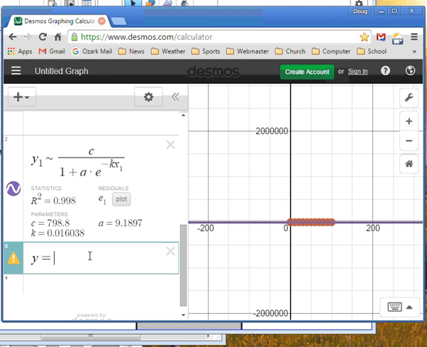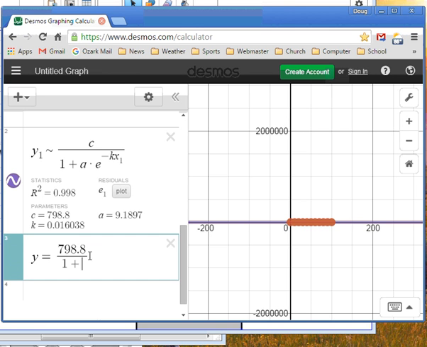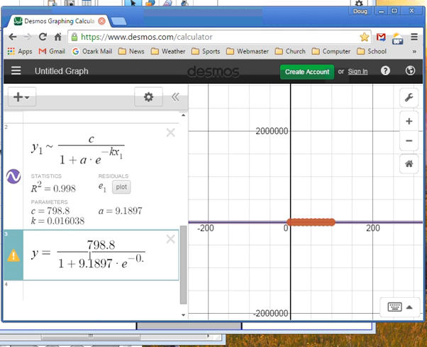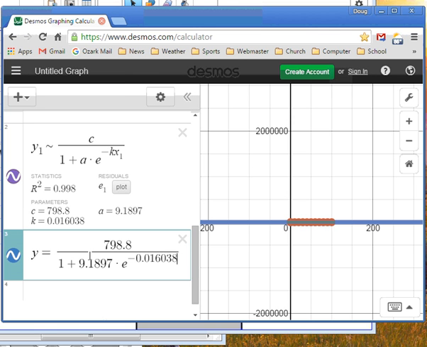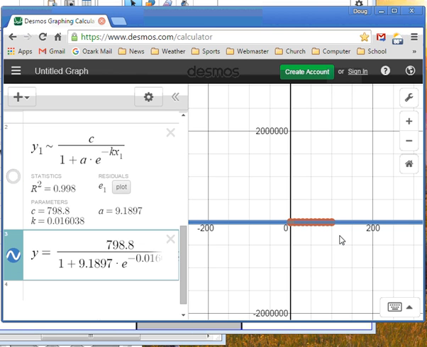So what's my C? 798.8 divided by 1 plus, what's my A? 0.1897 times E raised to the negative 0.016038. I'm going to say X. Whoops, yes, that's right. X. I'm going to turn this one off. Probably didn't even see it disappear.